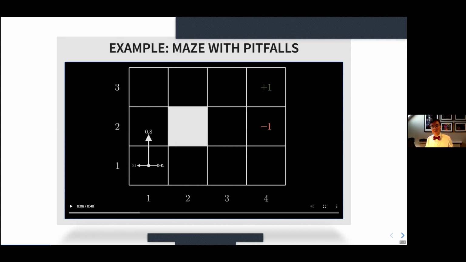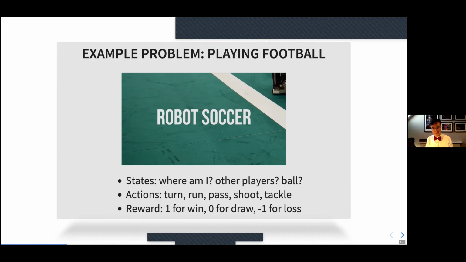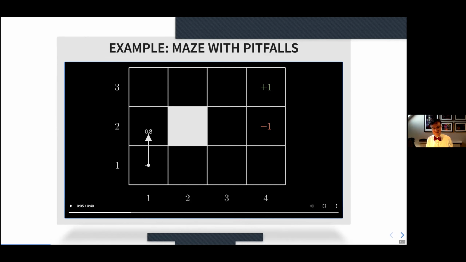However, there's some slight problems with this environment. In particular, if we try and move north from, say, this 1-1 position, it might actually move us north with a 0.8 probability, 80% chance, but it might get knocked to the left or the right of where it's trying to move with 10% chance each. So that makes this problem a little bit harder, not terribly hard, but a little bit harder. And that forms our model, right? Our model of our environment.